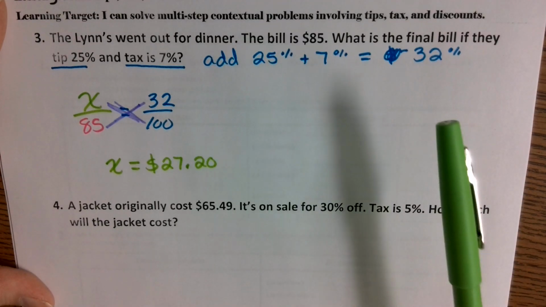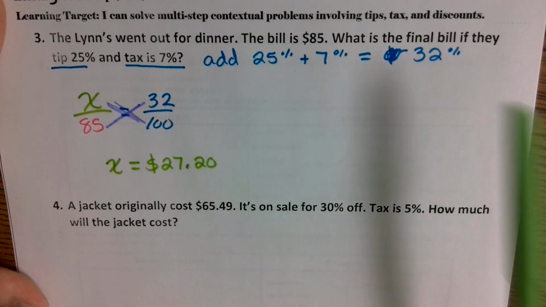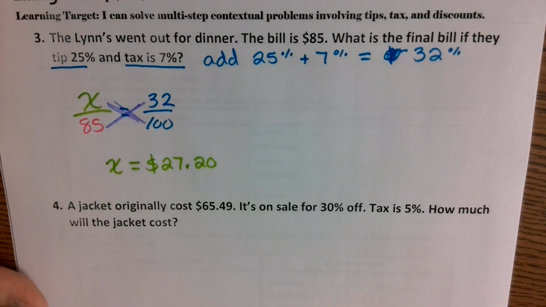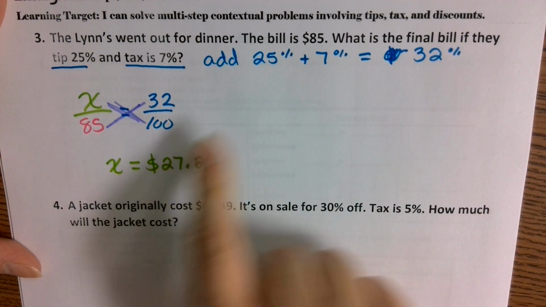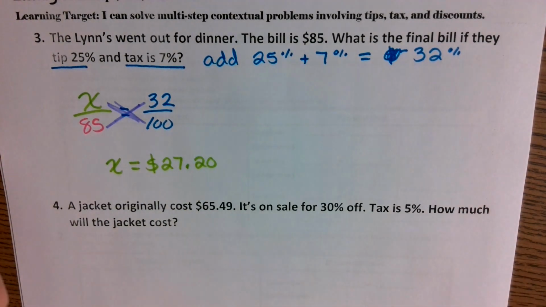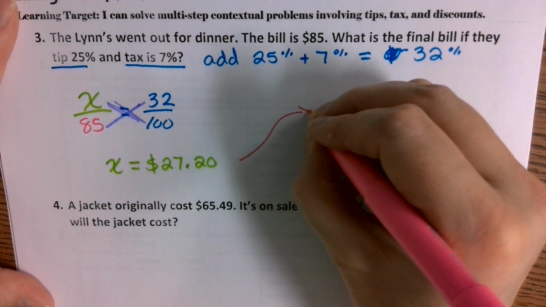Now, they want to know what's the final bill. How do I figure out the final bill? What am I supposed to do with that information? Come on, guys, you go to the restaurant. How are you going to figure out how much total you're going to pay? Add them up. That's it. Add it to the meal. You're paying your tip and your tax. You're paying your bill. Add them together.